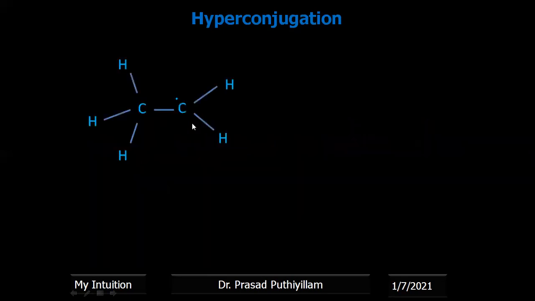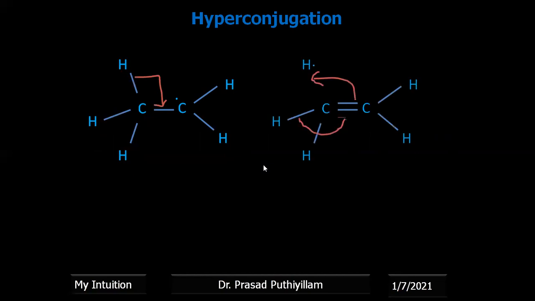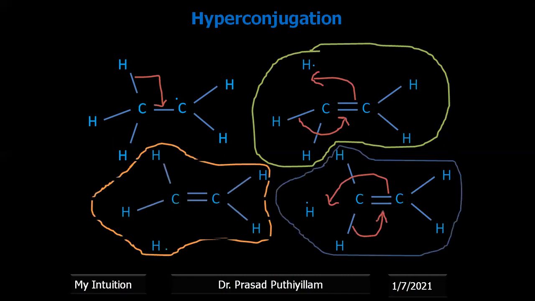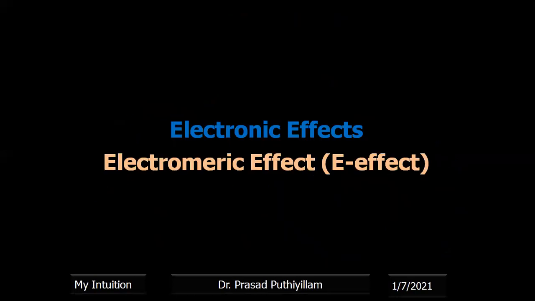Even if it contains a free radical, in the previous case we saw a positive charge, here it is a free radical, that free radical can also be stabilized the same way. Same way we can represent the stabilization of that free radical also. So both positively charged carbon, that is a cation, or a free radical containing carbon, both can be stabilized by hyperconjugation. Next one, electromeric effect, which is the E effect.